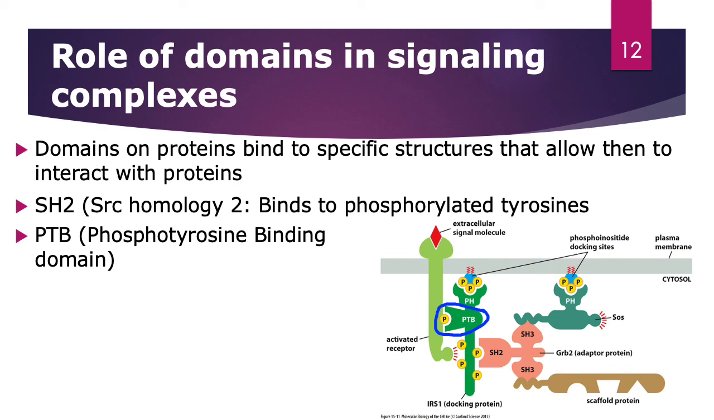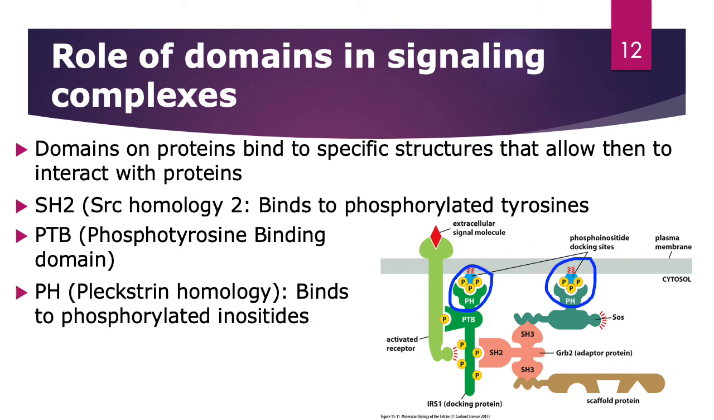Another domain is the phosphotyrosine binding domain, or the PTB domain. And this domain, once again, allows proteins to bind to phosphorylated tyrosines. The phosphorylated tyrosines that are recognized by SH2 domains and by PTB domains have different types of amino acids surrounding the phosphorylated tyrosines.